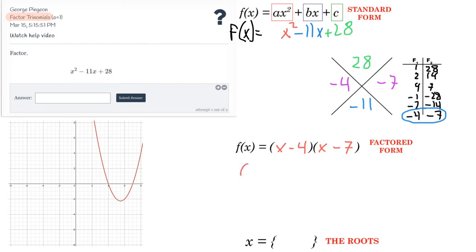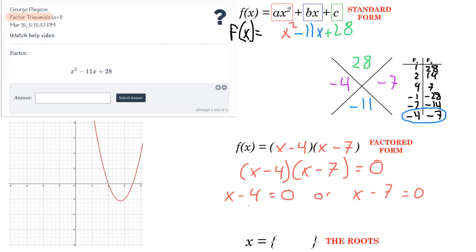If we set this whole thing x minus 4 times x minus 7 as equal to 0, that means that either x minus 4 equals 0 or x minus 7 equals 0. Add 4 to both sides. Add 7 to both sides.